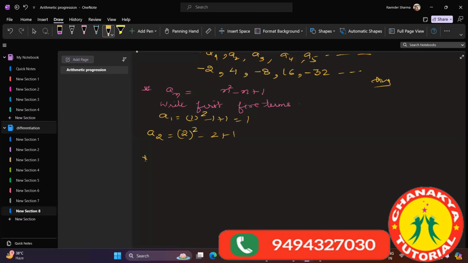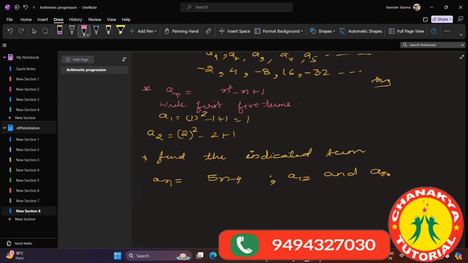Now next question is, children, you have to find the indicated term of the following sequence. Suppose you have given the sequence 5n minus 4. And here you have to find A12 and A30. So what do you mean by this? You have to find A12. It means that you have to put value of n as 12. Fine, beta?